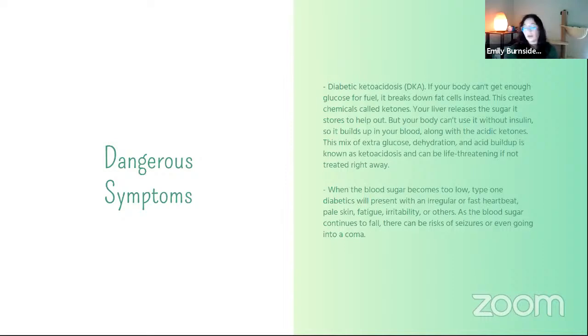On the opposite end of the spectrum, when the blood sugar becomes too low, type 1 diabetics will present with an irregular or fast heartbeat, pale skin, fatigue, irritability, or other symptoms. I personally feel a sort of chest feeling that feels very heavy and usually comes all of a sudden, and sometimes the symptoms come before the meter will even read the low blood sugar.